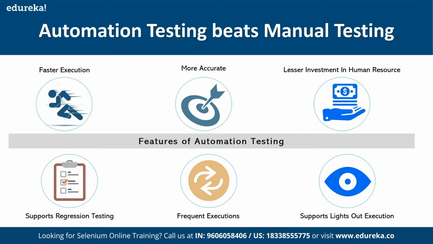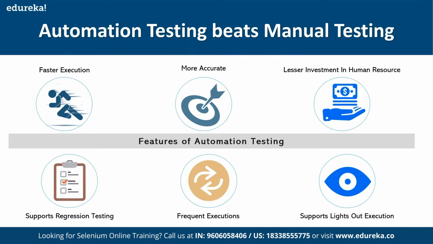If you want to do the task repetitively, frequent executions are much better with automation, because if you ask somebody to do the manual transactions again and again, it would be tiring. It also supports lights out execution. Automation can highlight things which are missed by manual testers, because manual testing depends on human perception and the human process of doing things. Whereas when you do it with a system, it is very systematic and more accurate, so it takes minute things into consideration.